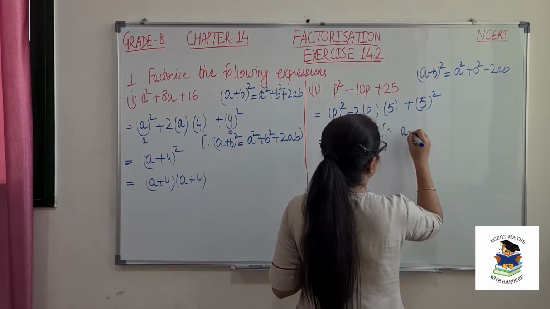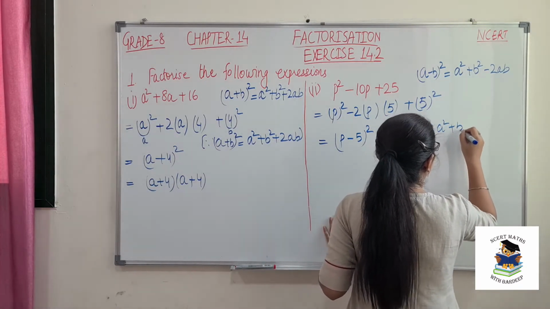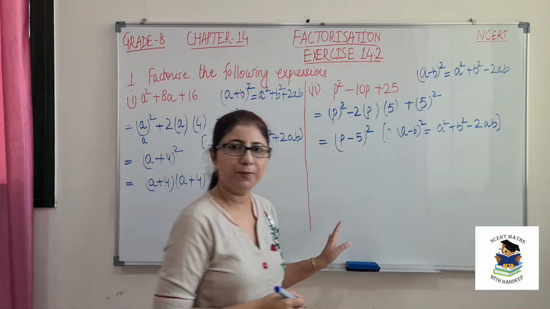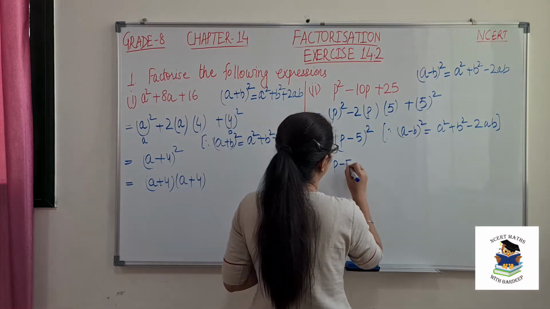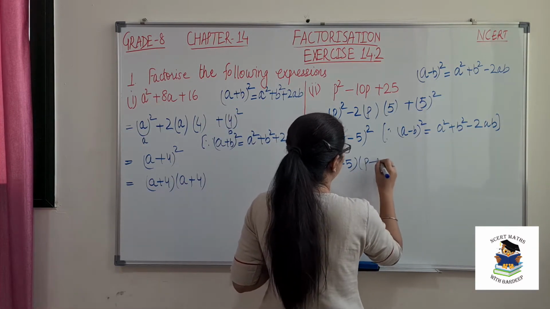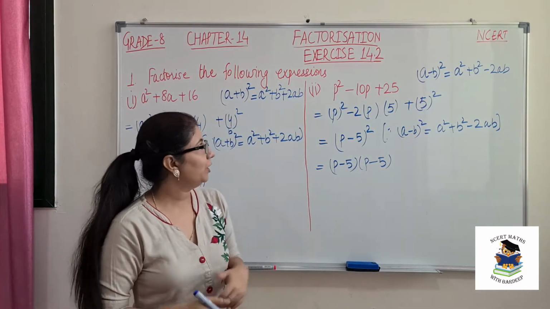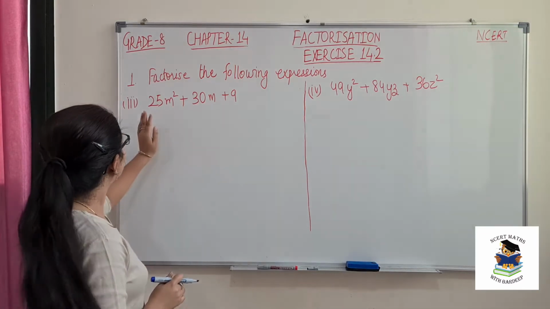You can write this because a minus b whole square is equal to a square plus b square minus 2ab. Clear? So you can write p minus 5 into p minus 5, or you can stop here also. Okay, so now let's move on to the next part. So let's see our third part.